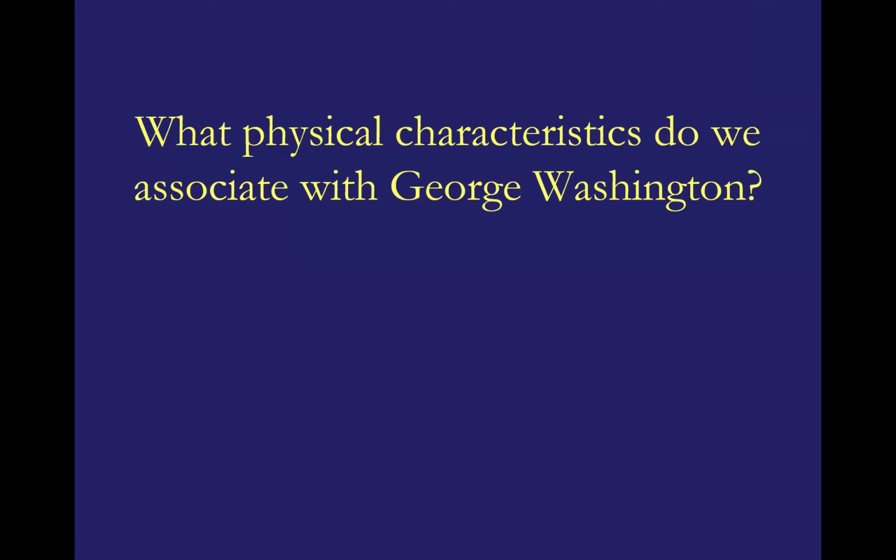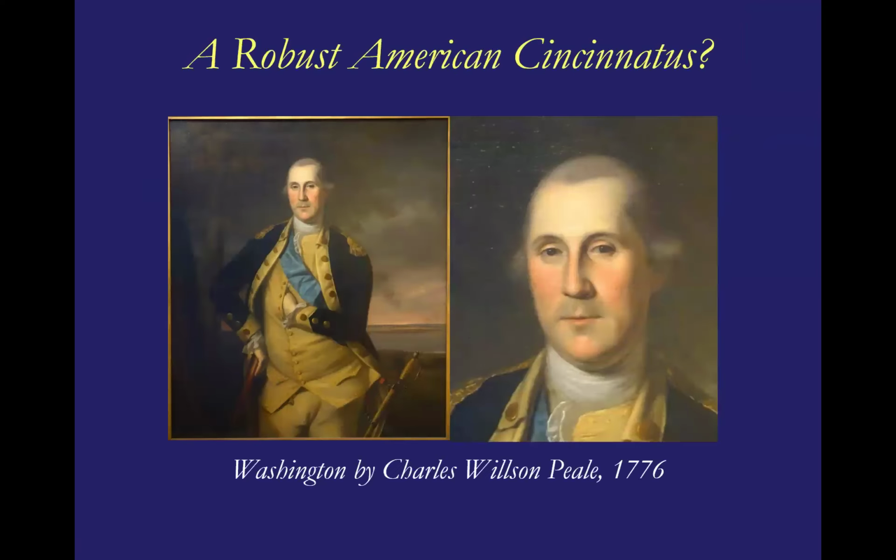Well, one of the ways that we try to figure out what Washington looked like, what his physical characteristics were, is to look at various paintings or portraits of him. These are portraits that he actually sat for. And you can kind of see from these portraits, you can get hints as to his issues. This is a portrait from Charles Willson Peale from 1776. And you can see he's got kind of a round face. It's a little bit reddish.